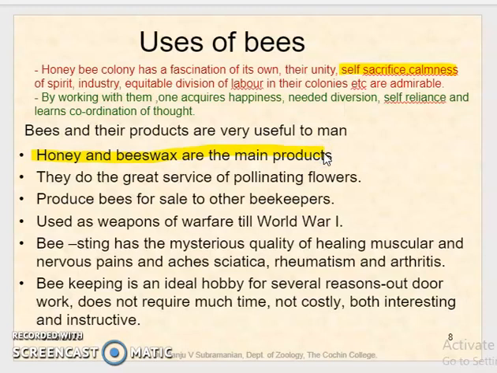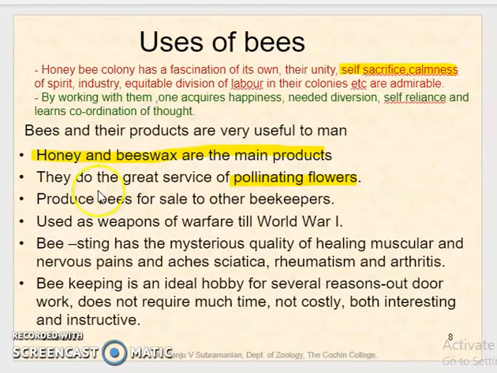They do great service of pollinating flowers. That's the main, important service performed by these honeybees. If they are not present, man will not be there, nor any plants or other animals on earth.